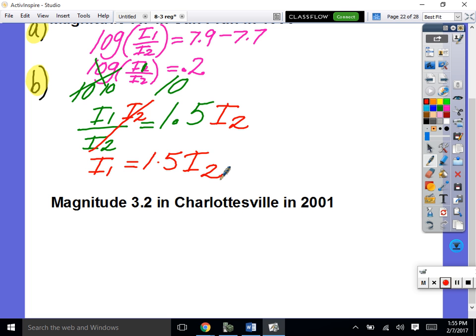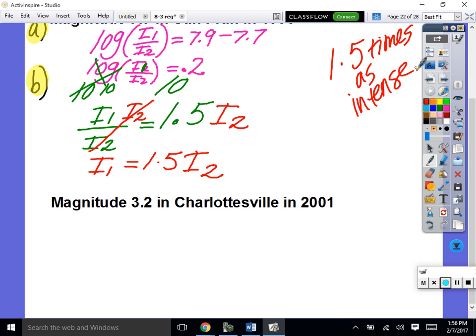Yeah, so because look, it asked, how many more times intense was the first earthquake? We literally look at our equation, it literally says it was 1.5 times that intensity level of the second. So 1.5 times as strong, as intense. Yep. Let's do this one.